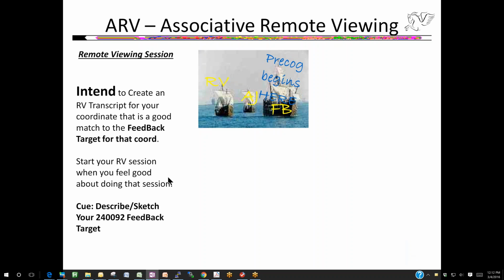And we have a cool down session that you'll do, and you get yourself set up, and then you start. And then your cue and what you do during your remote viewing session is describe and sketch your, in this case, 240092 feedback target.